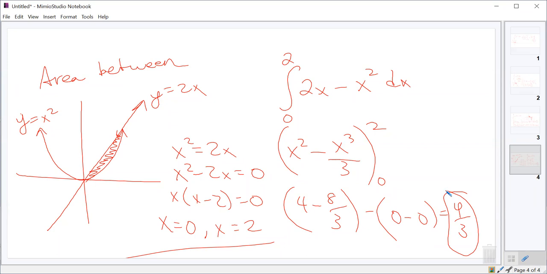So, why is it 2x minus x squared? It should be 2x minus x squared because for all the x values between 0 and 2, 2x is above x squared. Always the upper function minus the lower. Any other questions here, people here? People at home, do you have any questions? Nope. Great.